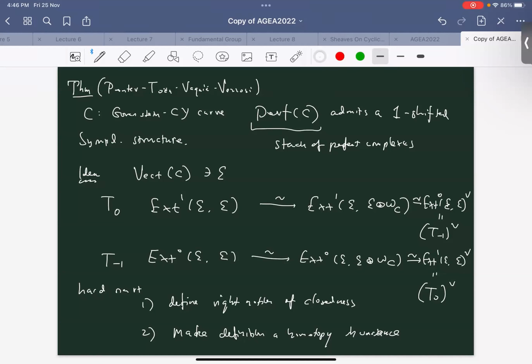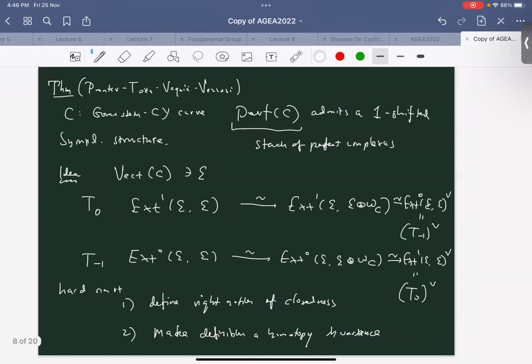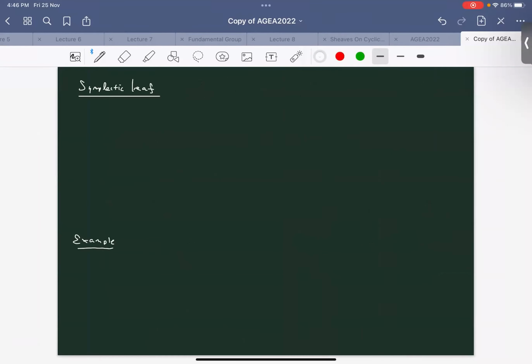Okay? So I'm not going to give the definition, but I think this gives you some intuition of what should be the classical shadow of this shifted symplectic structure. Okay, so now let me quickly remind you of the important notion in Poisson geometry, the symplectic leaf.